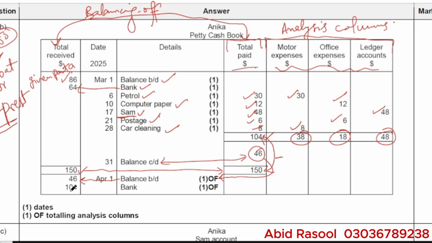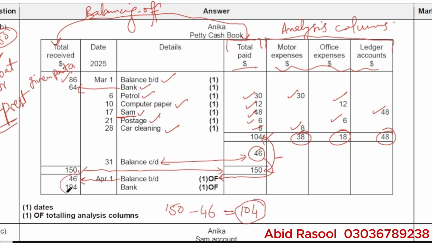The next step in the requirements was to restore the petty cash book on the 1st of April. How to restore? Simply subtract this balance c/d from your imprest amount. 150 is our imprest or float amount, minus 46, which is 104. It means we need 104 more dollars to make the total.